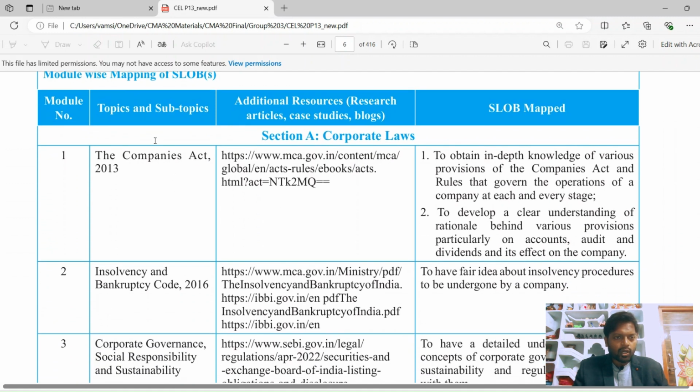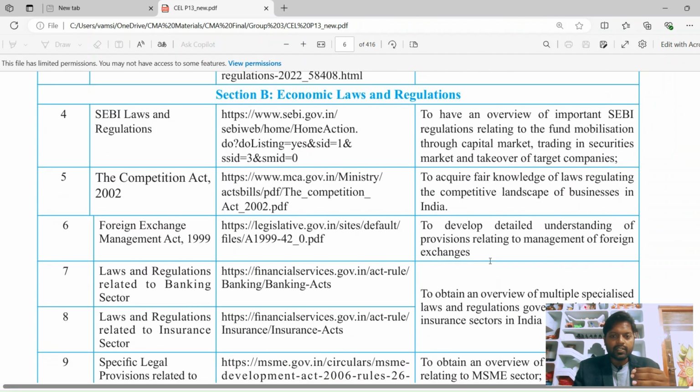So here, module number one, topics and subtopics, additional resources, research articles, case studies, blogs will be mapped. So here the companies have given the source from where all this information is taken and presented in this book. If you have great enthusiasm to know more about these acts, you can go to the following website, and you will gain more information related to that particular act. That's what they are saying.